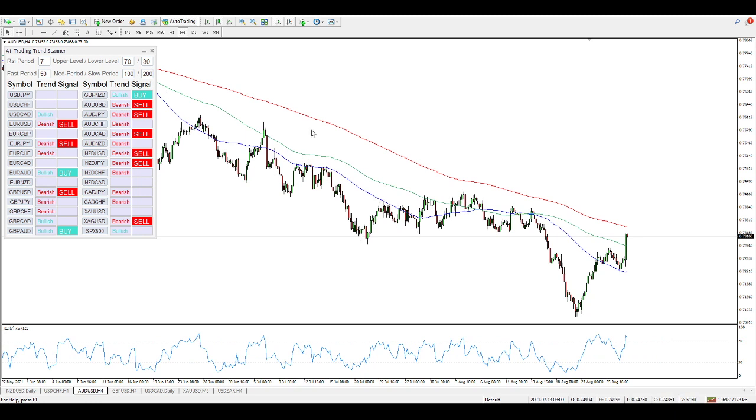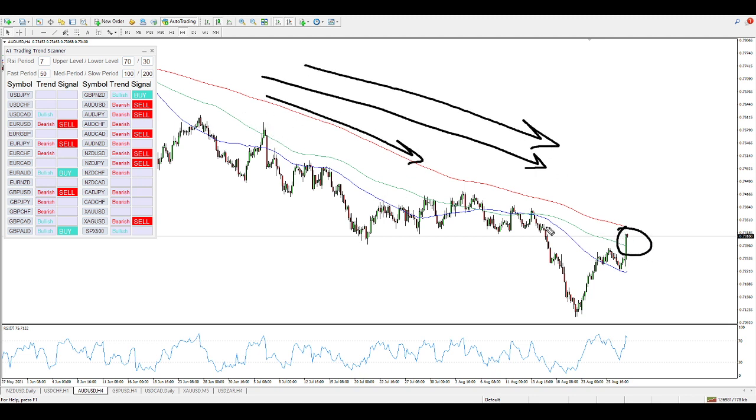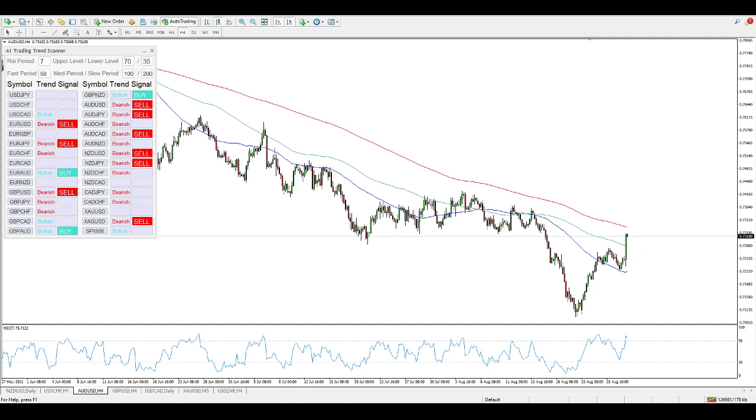So you can see what this tool is doing is scanning for an overbought reading in a strong downward trend. And that's exactly what we see happening on AUDUSD. So it is printing a possible sell signal going into next week. AUDUSD might be one to keep on your watch list if you are a trend trader.